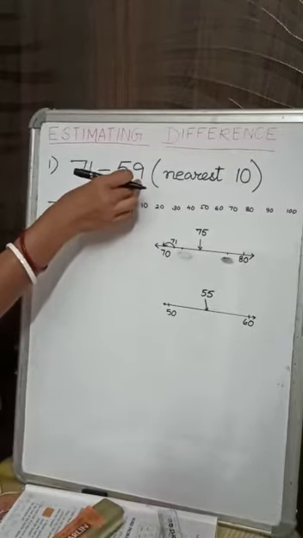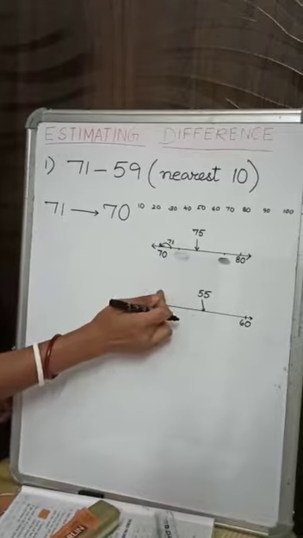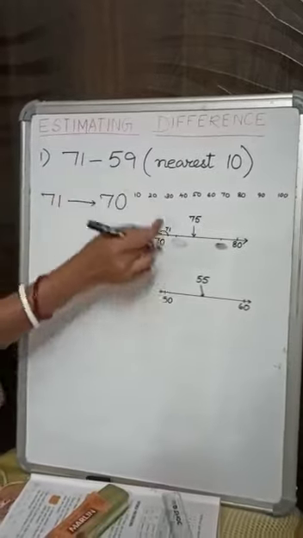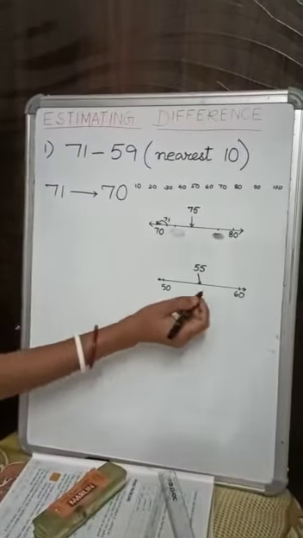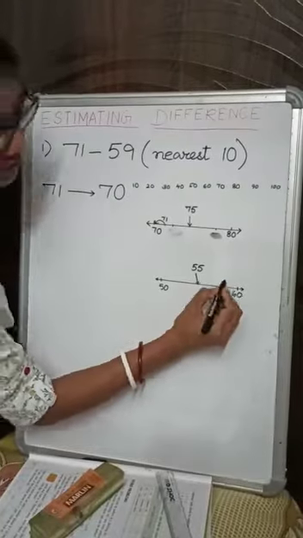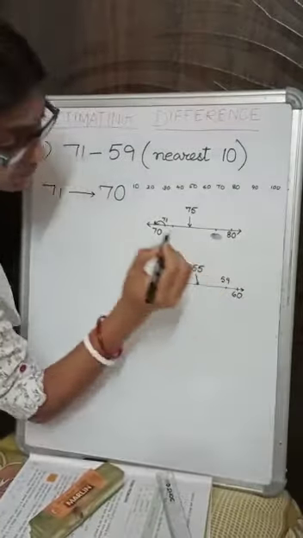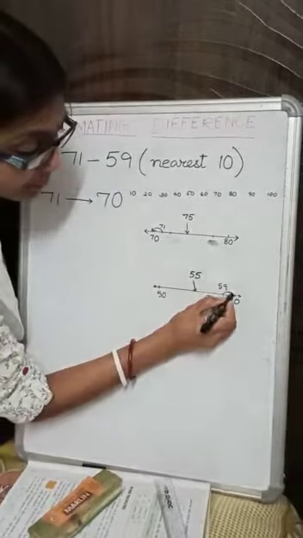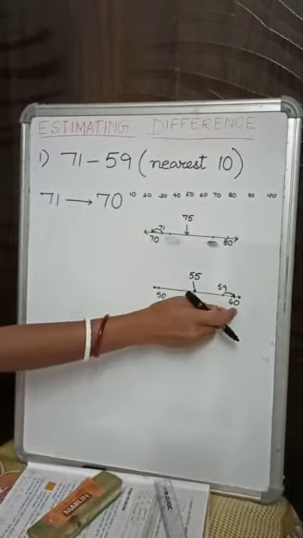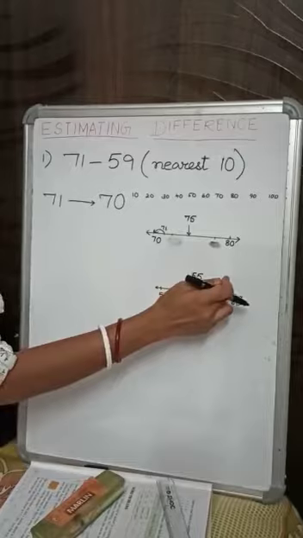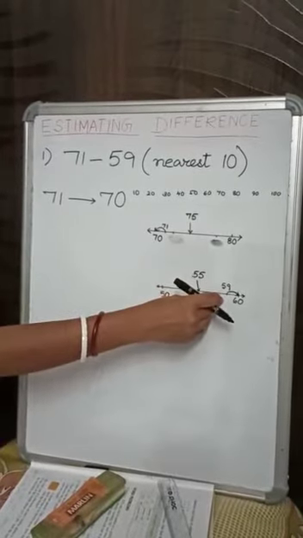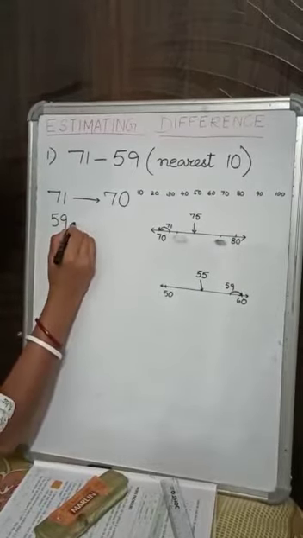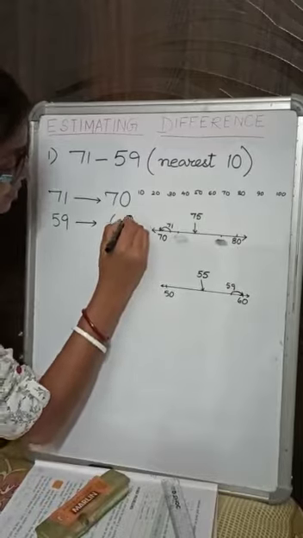Now you check whether 59 is less than the middle number or greater than the middle number. It is easy to find out. 59 is greater than 55. Since 59 is greater than 55 and it is lying somewhere here, being greater than the middle number, we will round it up to 60. It is closer to 60, as well as you can see it is greater than the middle number. So numbers greater than the middle number get rounded up. So 59 will be rounded up to 60.